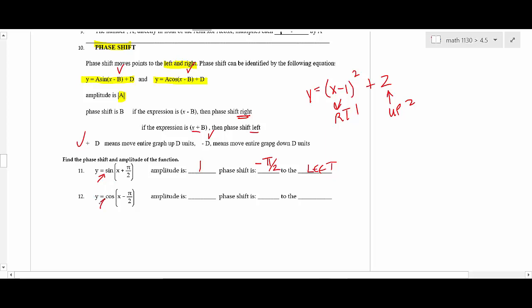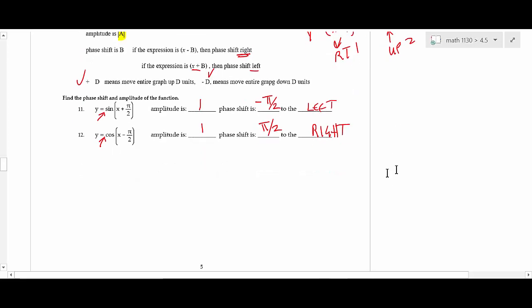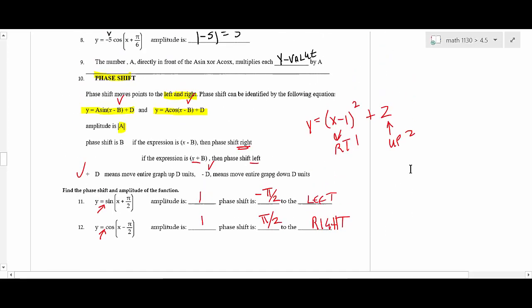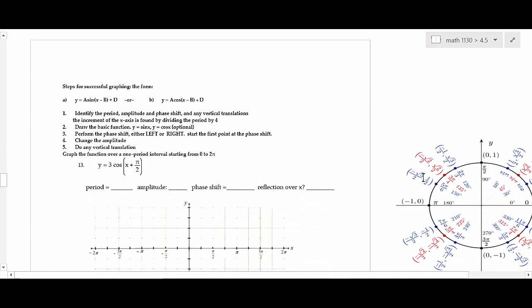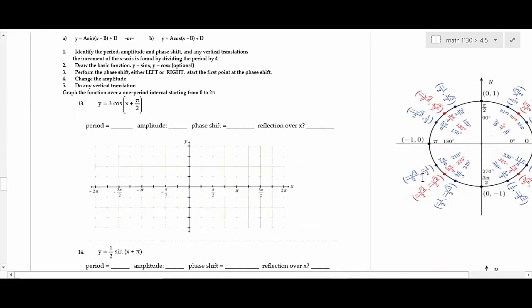Then the next one has the same amplitude. That's 1. This time the phase shift is pi over 2. And this time it's to the right. Okay, so you got to be able to recognize that stuff before you can do the graphing. Think of an amplitude as a vertical stretch or shrink, and a phase shift as a left-right transformation.